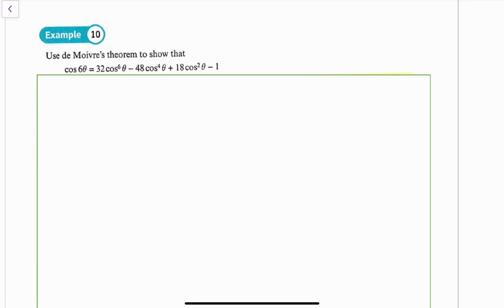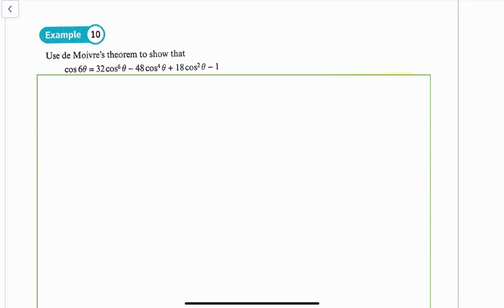In this video we're going to look at how we can use De Moivre's theorem to write powers of cos or sine in terms of either cos n theta or sine n theta, and also how we can write cos n theta as powers of cos, or sine n theta as powers of sine.